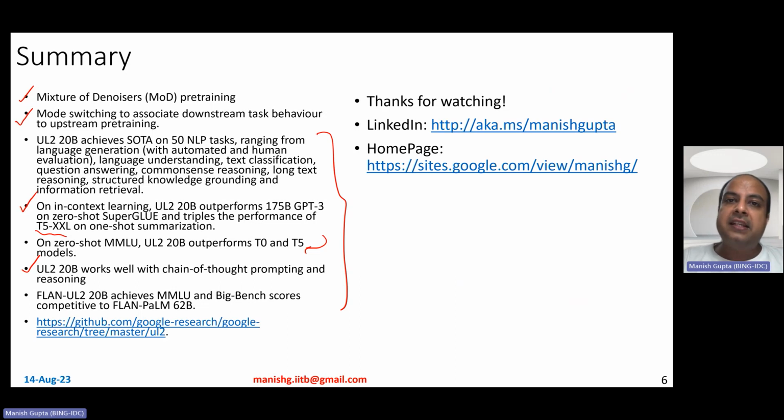Lastly, Flan UL2 20 billion parameter model achieves MMLU and big bench hard scores, which are competitive with Flan Palm model 62 billion, right? And it is better than the Flan T5 model.